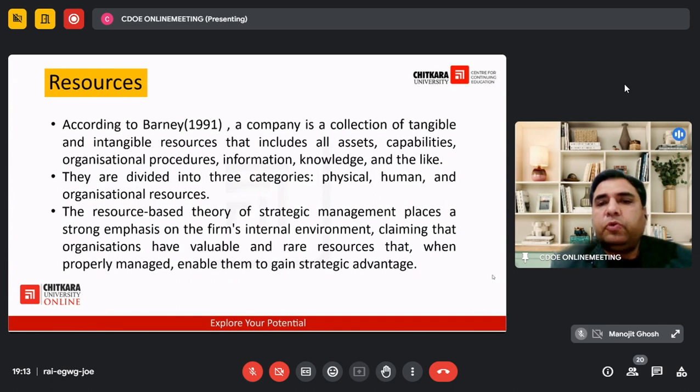There is a resource-based theory of strategic management that gives a strong emphasis on the internal environment, which claims that organizations have valuable and rare resources. And when they are properly managed, they always give strategic advantage. So I'm again sticking to one point: organizational resources have to be managed in a proper way. If they are not managed, they will never get converted into strengths. If they never get converted into strengths, you have seen how they are facing the issues.